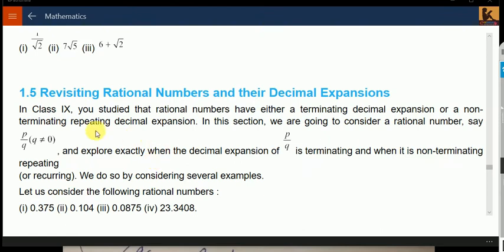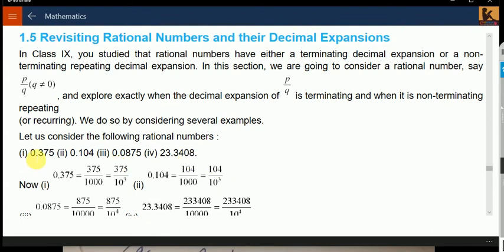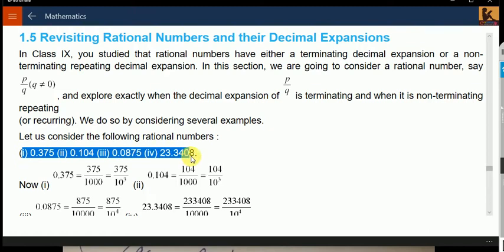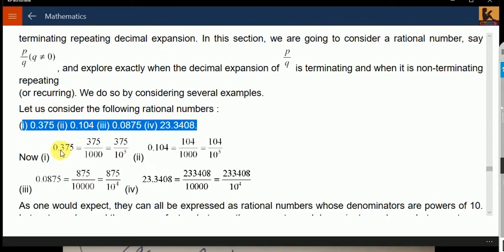Now we will study the three theorems of exercise number 1.4, revisiting rational numbers and their decimal expansion. How do you know whether the given number is irrational or rational? If it is a terminating decimal number, it will always be a rational number. Like over here, all these numbers are terminating decimal numbers, so all of them will be rational numbers. Now how to convert them into rational form? This I have taught you in the last lesson, by taking out the decimal and putting the multiple of 10 in the denominator.